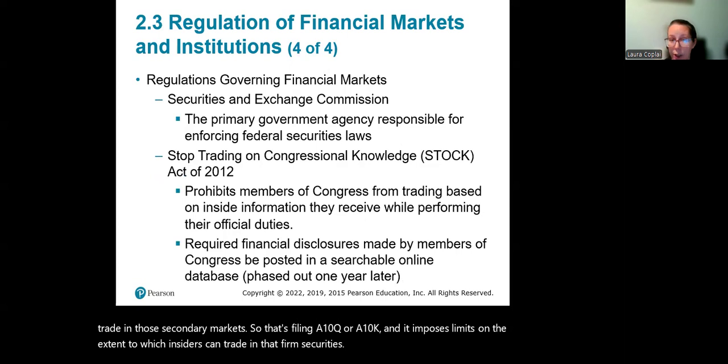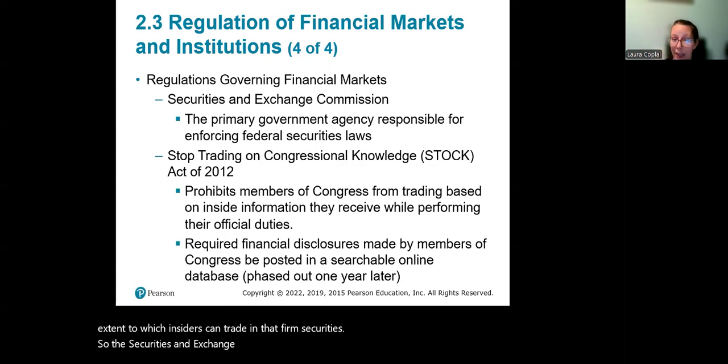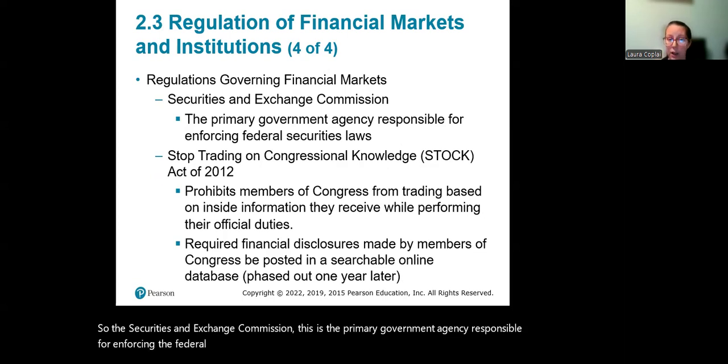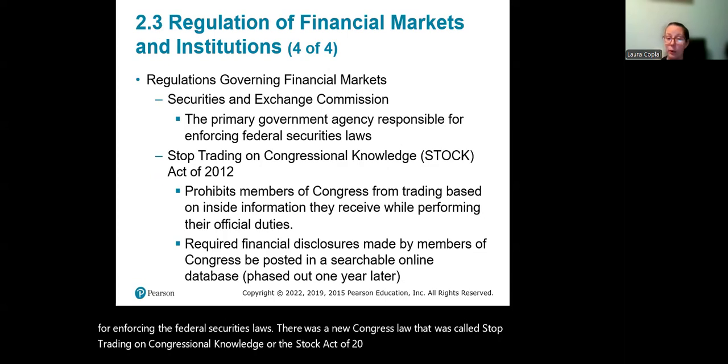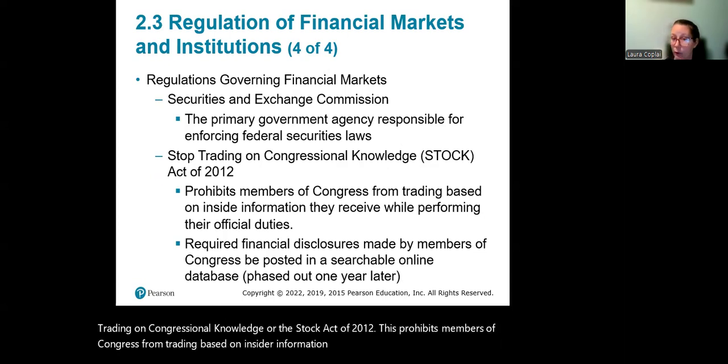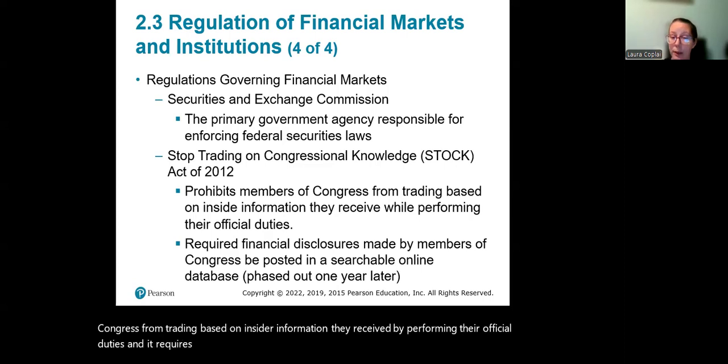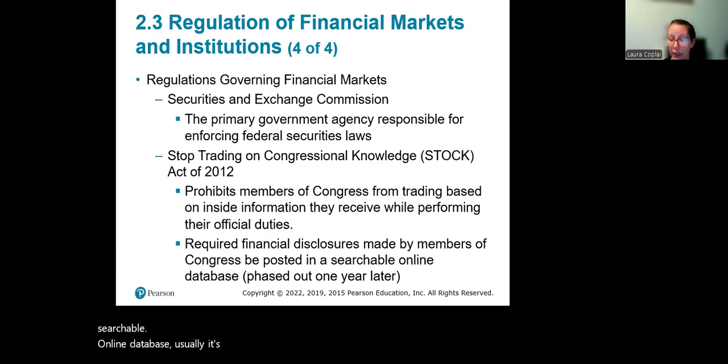The Securities and Exchange Commission is the primary government agency responsible for enforcing the federal securities laws. There was a new law called Stop Trading on Congressional Knowledge, or the STOCK Act of 2012. This prohibits members of Congress from trading based on insider information they receive while performing their official duties, and it requires financial disclosures made by members of Congress to be posted in a searchable online database. Usually it's phased out one year later.